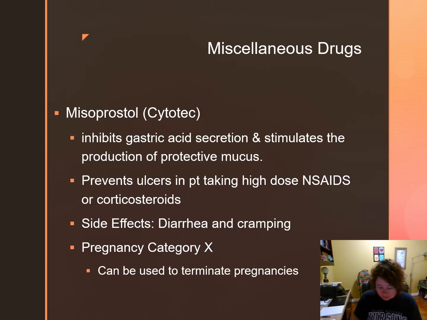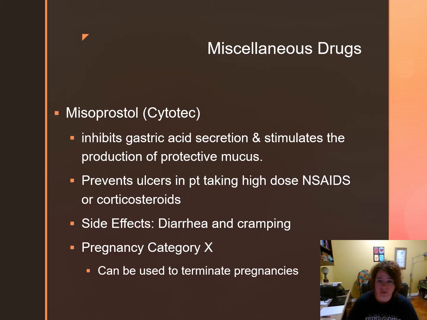Another medication that you'll see out in practice for peptic ulcer disease would be misoprostol, also known as Cytotec. Again, it inhibits the gastric acid, and stimulates the production of this mucus that covers everything. These sometimes are given to patients if we have to give really high dose non-steroidal anti-inflammatories or corticosteroids for a long time, and we'll give this medication in conjunction so that we actually don't get an ulcer. It does cause diarrhea and cramping. It is a category X. What does that mean? It means it can be used to terminate a pregnancy.